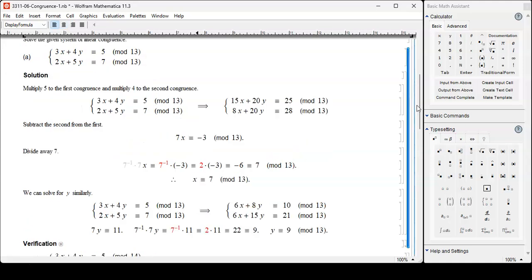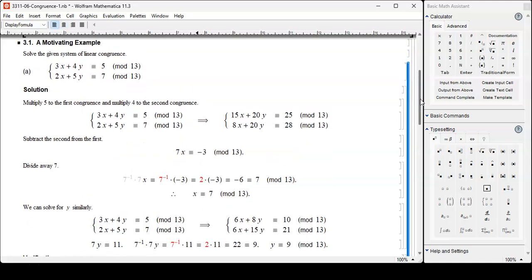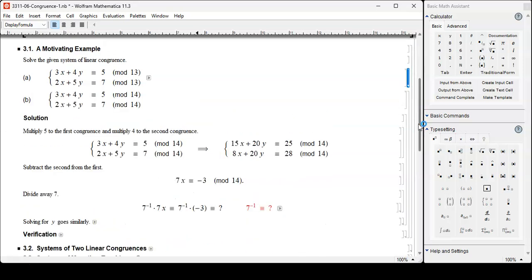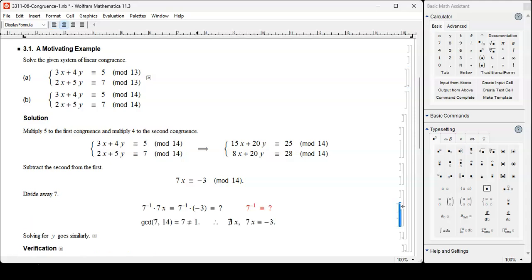Previously, 7 inverse existed, and it is 2 mod 13. Now 7 inverse does not exist, mod 14. What's the problem here? What makes the difference? Why 13? Why not 14? Here's the answer. 7 and 14 are not relatively prime. 7 and 13, they're relatively prime, so no problem. We have a multiplicative inverse. But 7 and 14, no, in that case, no.